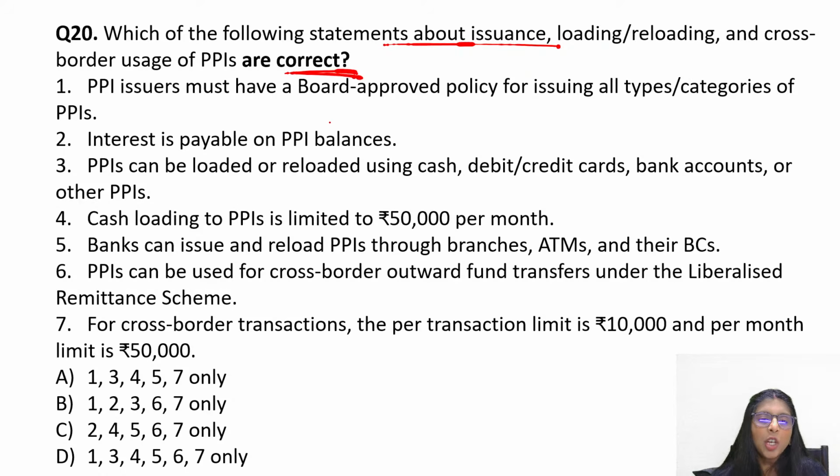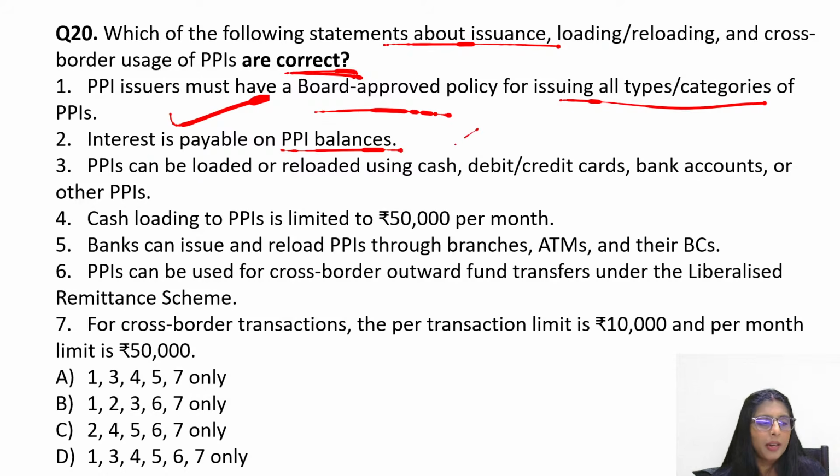PPI issuers must have a broad approach policy for issuing all categories of PPI. Correct. Interest rate is payable on PPI balance. Incorrect. No interest is payable on PPI balance. PPI can be loaded or reloaded using cash, debit card, bank account or other PPI. Yes. The cash loading limit for PPI is 50,000 per month. It's correct. A bank can issue and reload PPI through branches, ATMs and their BCs.